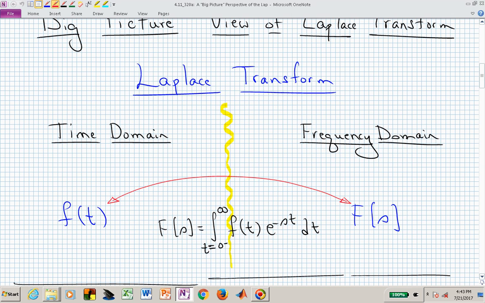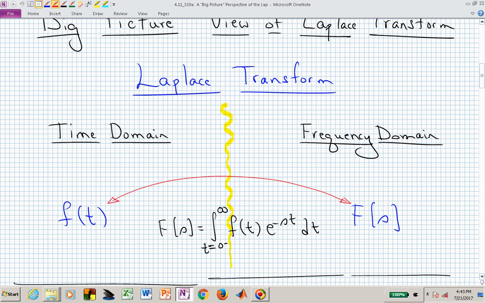The time domain is f of t, the frequency domain is capital F of s, and they're connected by the Laplace transform, and we're using the one-sided Laplace transform, which means that we're worrying about the functional value f of t over a support interval from 0 minus up to infinity.